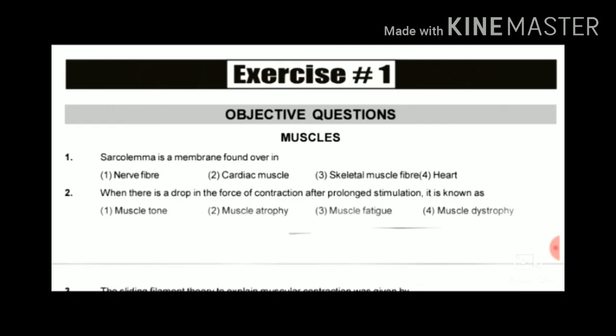Muscle tone is also known as muscle tension. It assists in maintaining good body posture, whereas muscle atrophy is a loss of muscle tissue which is caused by the lack of physical activity. And muscle fatigue is a decline in the ability of muscles to generate force. And at last, muscle dystrophy is a group of inherited diseases that damage or weaken our muscles over time. So the answer is option number 3, muscle fatigue.